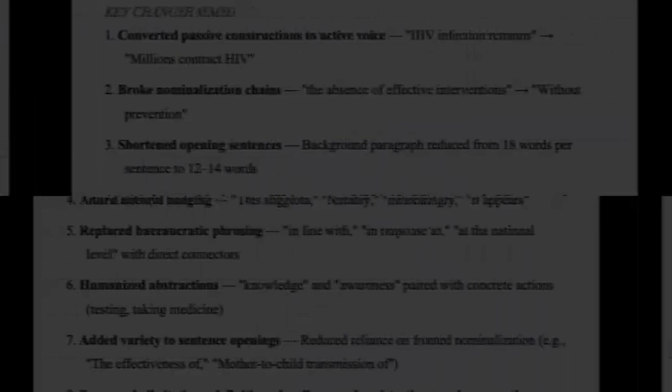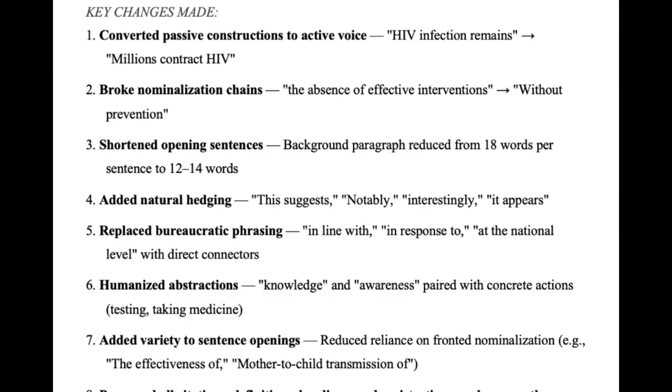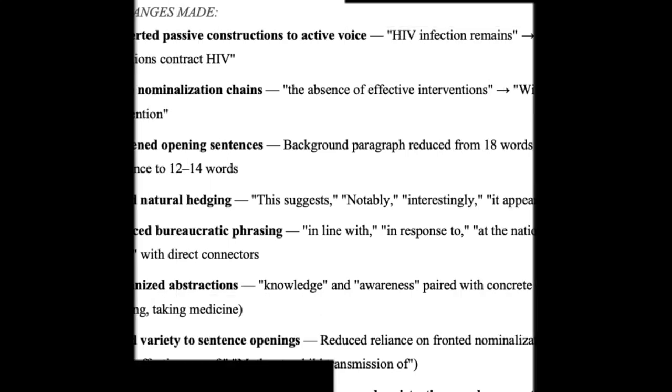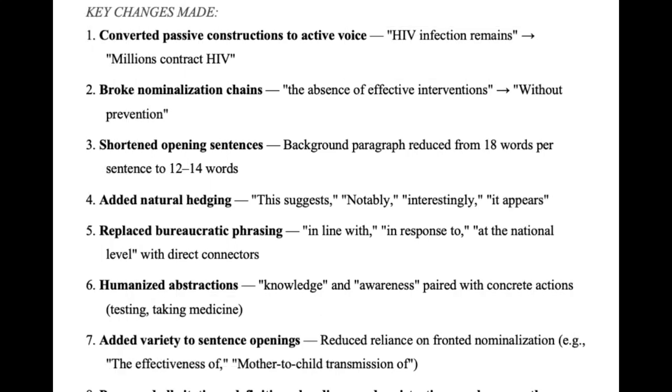And finally, a specific list of every type of change made, with examples. Converted passive constructions to active voice. Broke nominalization chains. Added natural hedging. Replaced bureaucratic phrasing with direct connectors. This is not just paraphrasing. This is a complete academic writing upgrade.